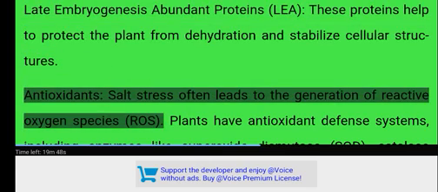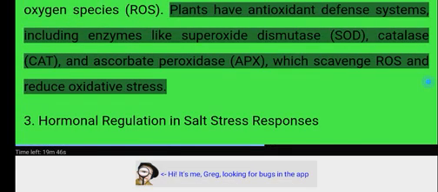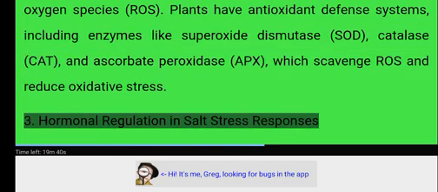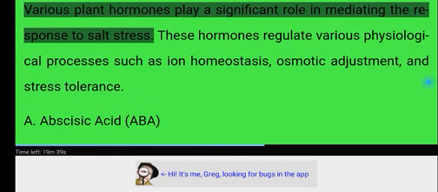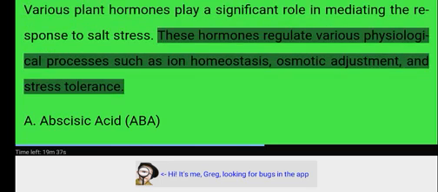Antioxidants. Salt stress often leads to the generation of reactive oxygen species, ROS. Plants have antioxidant defense systems, including enzymes like superoxide dismutase, SOD, catalase, CAT, and ascorbate peroxidase, APX, which scavenge ROS and reduce oxidative stress. 3. Hormonal regulation in salt stress responses. Various plant hormones play a significant role in mediating the response to salt stress. These hormones regulate various physiological processes such as ion homeostasis, osmotic adjustment, and stress tolerance.